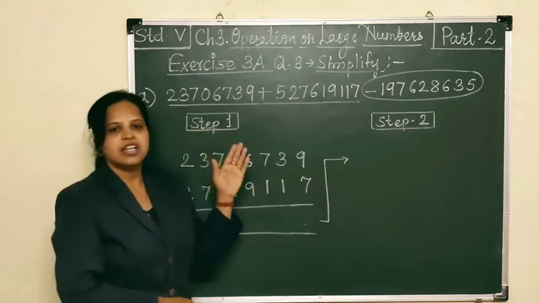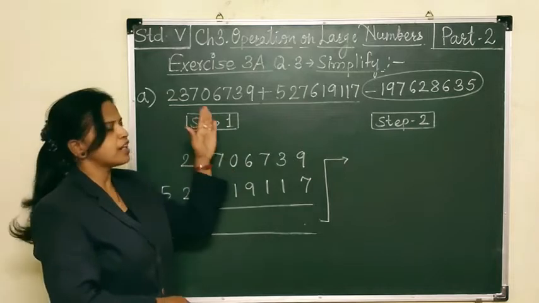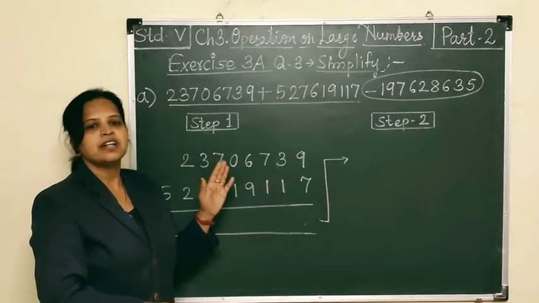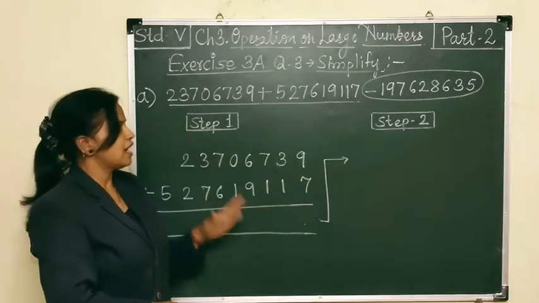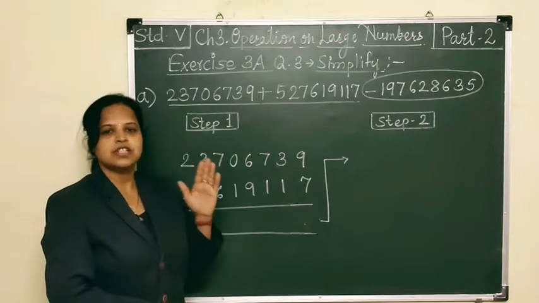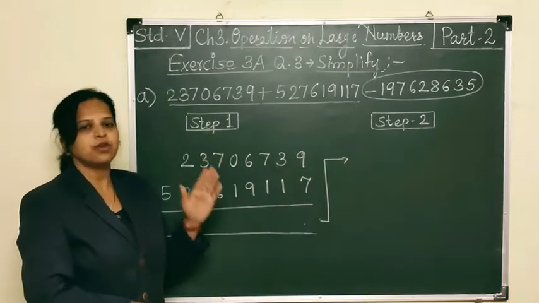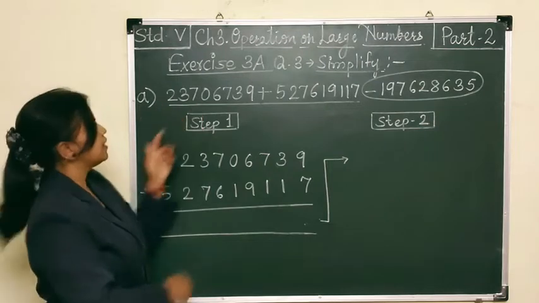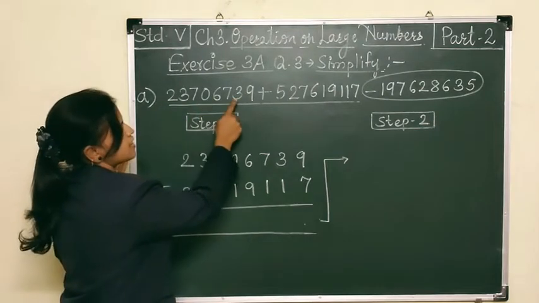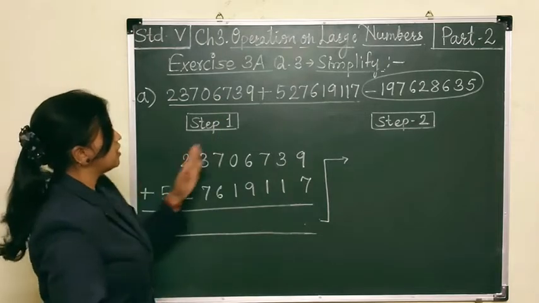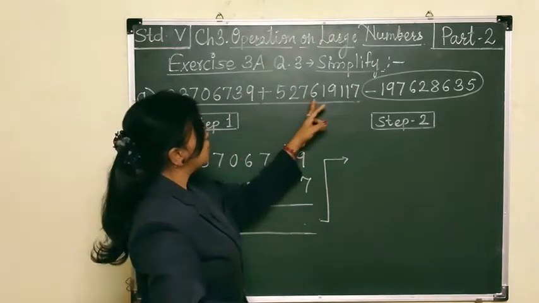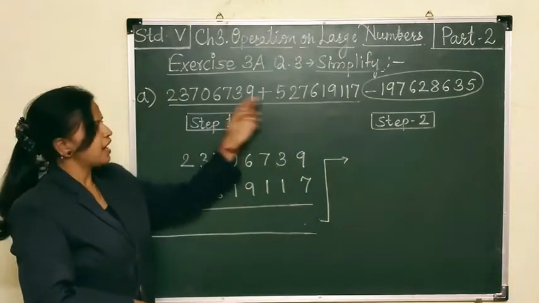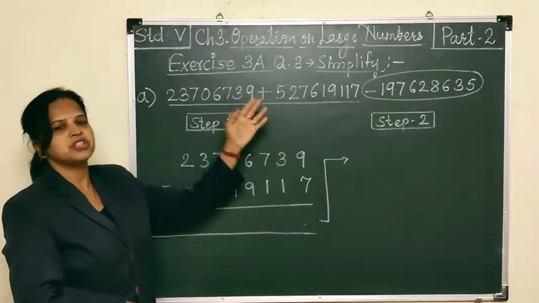Whenever you are going to arrange large numbers, it is necessary to arrange them properly in the columns. That arrangement should be proper so that there will be no mistake in the answers. Before doing the sum, first count the number of digits in each number. First number: 1, 2, 3, 4, 5, 6, 7, 8. This is an 8-digit number. Now check the second number: 1, 2, 3, 4, 5, 6, 7, 8, 9. So one number is an 8-digit number and the other is a 9-digit number. So we have to arrange it carefully.